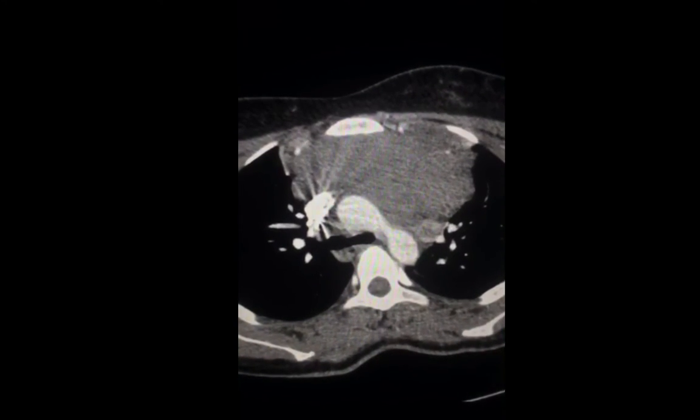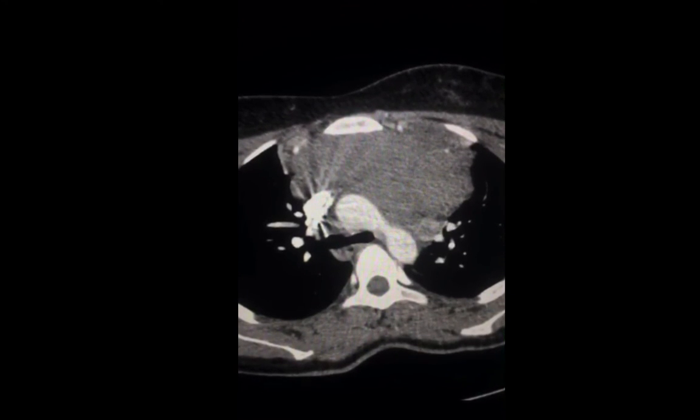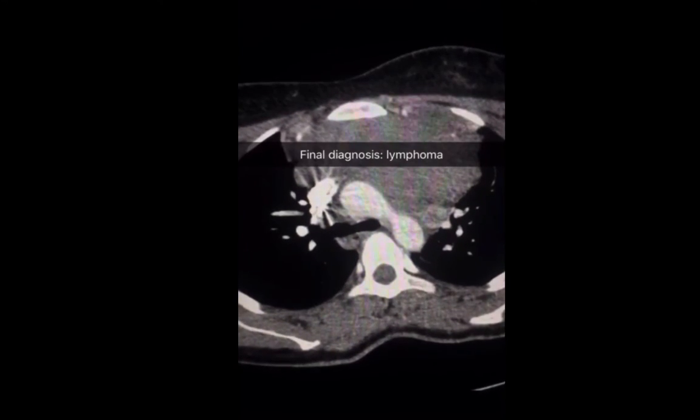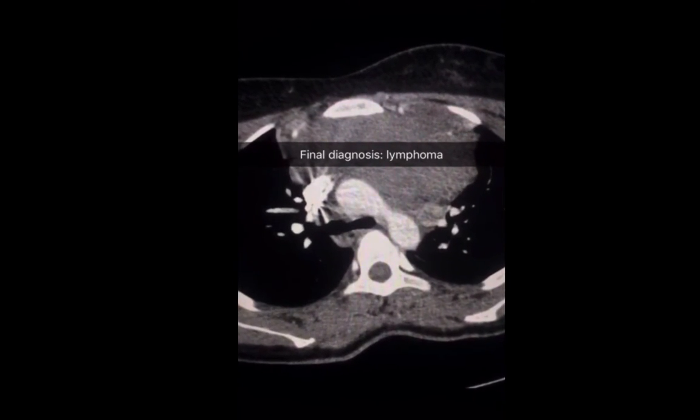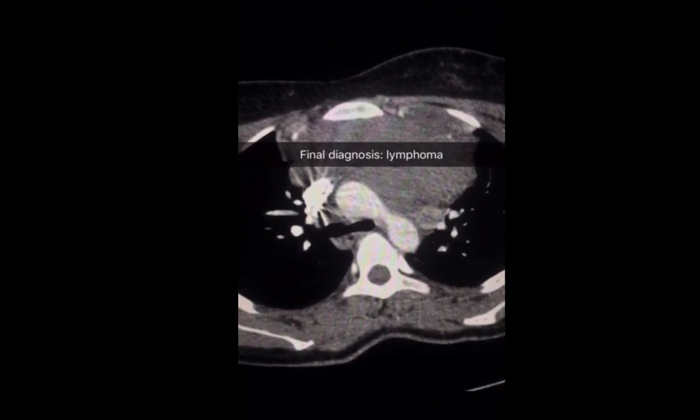Given that this patient was a young patient without clear thyroid abnormalities, the differential diagnosis was either lymphoma or a germ cell tumor. The final diagnosis here was a lymphoma, which was treated by chemotherapy, and the patient did well.